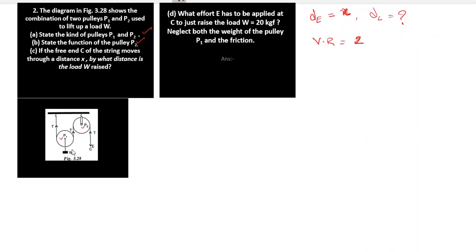2 raised to 1. How many movable pulleys do you see? 1. So 2 raised to 1, that is 2, is the velocity ratio. And velocity ratio is distance moved by effort upon distance moved by load. So 2 is equal to distance moved by effort, which is x, upon distance moved by load, which is not known. Therefore, distance moved by load is equal to x by 2.